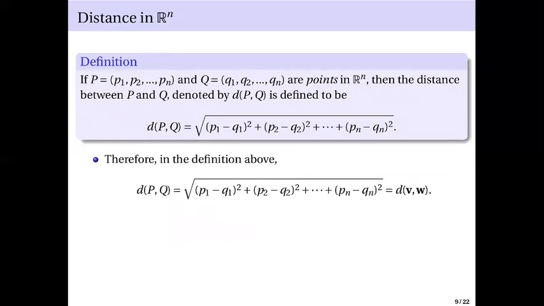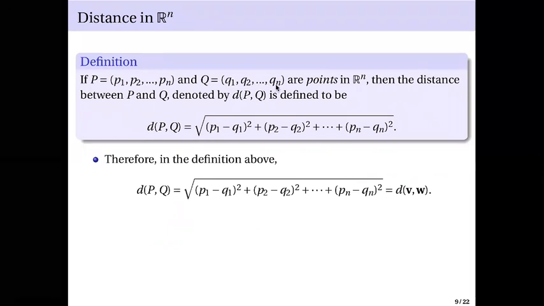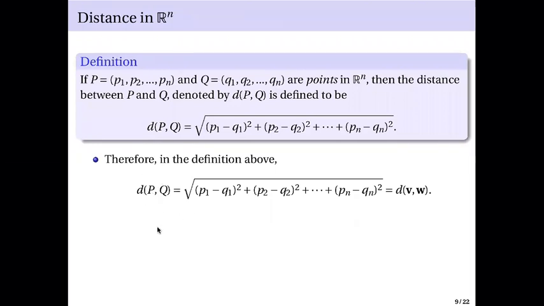Therefore, in the definition above, since the coordinates P1, P2, until Pn are the components of the vector V, and the coordinates Q1, Q2, until Qn are the components of the vector W, then this definition d of P comma Q can also be written as d of V comma W.